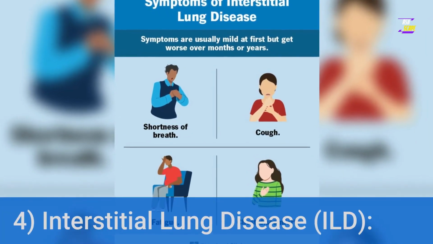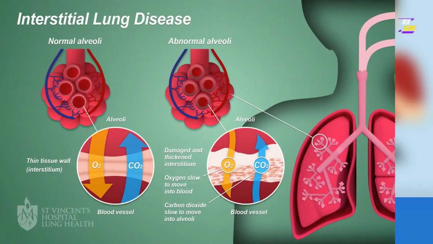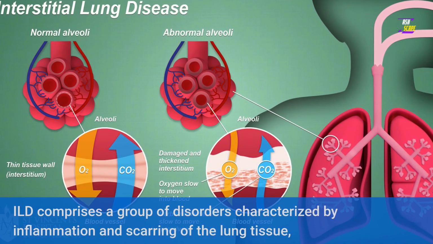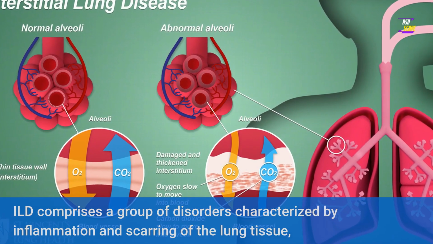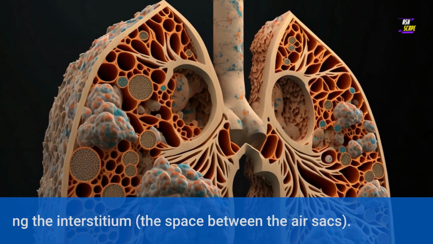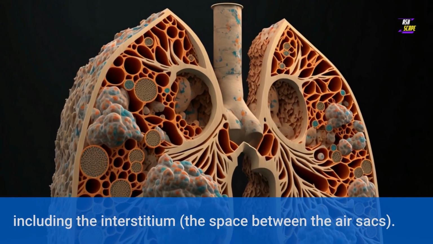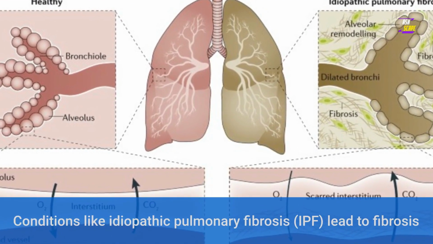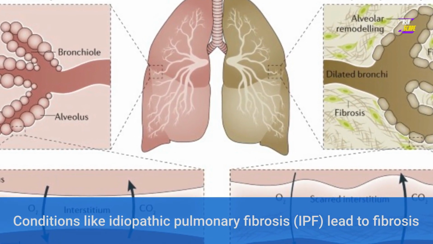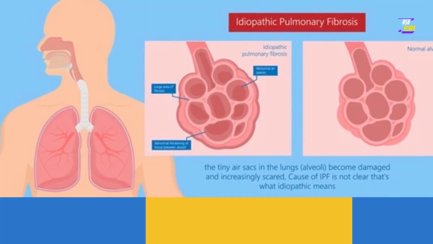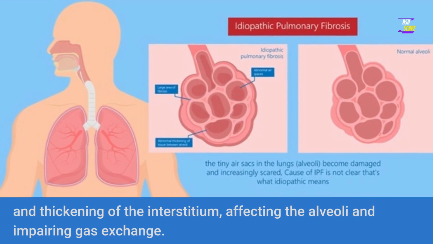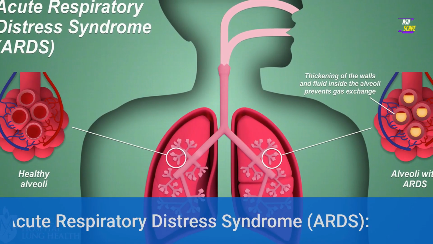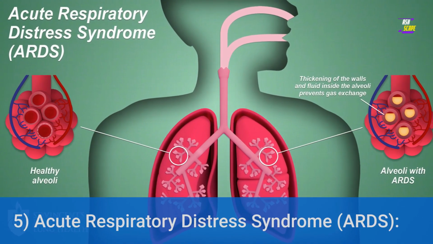4. Interstitial lung disease, ILD. ILD comprises a group of disorders characterized by inflammation and scarring of the lung tissue, including the interstitium, the space between the air sacs. Conditions like idiopathic pulmonary fibrosis, IPF, lead to fibrosis and thickening of the interstitium, affecting the alveoli and impairing gas exchange. 5. Acute respiratory distress syndrome, ARDS.